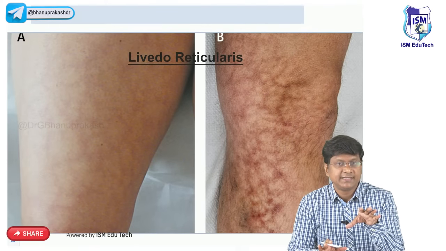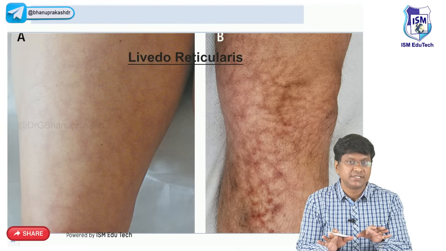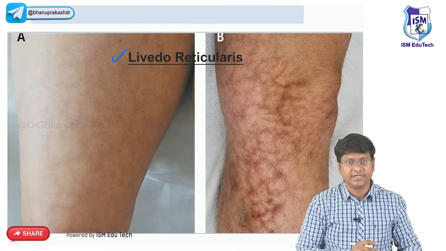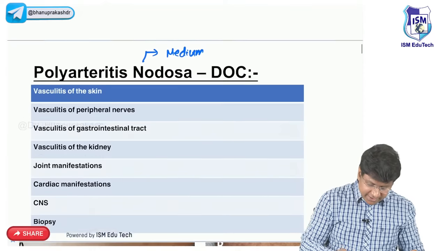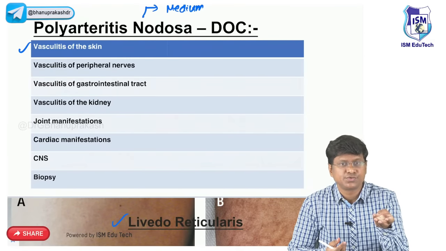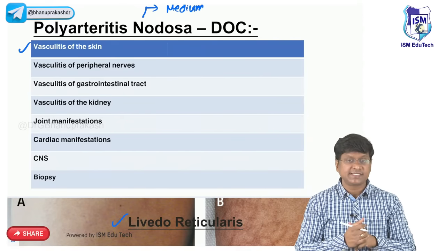So what exactly is livedo reticularis? That is the lacy distribution of the cutaneous blood vessels, mainly within the lower limbs or buttocks. That is what is called livedo reticularis, and that will be the cutaneous manifestation. The other cutaneous manifestations could be in the form of nodules, papules, and even ulcer formation can also be there in case of skin involvement.